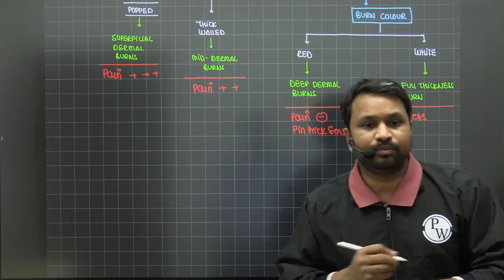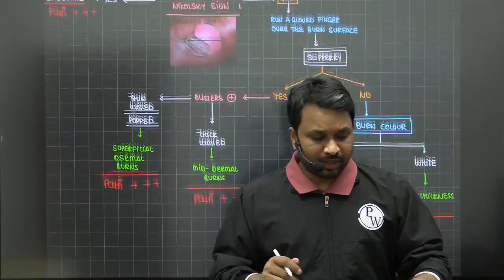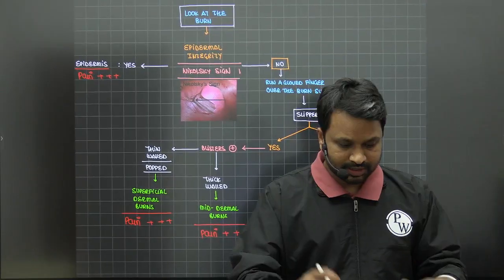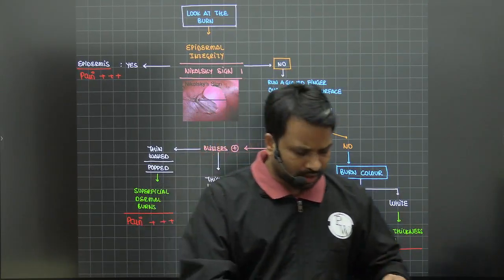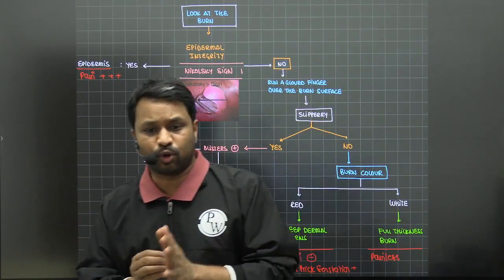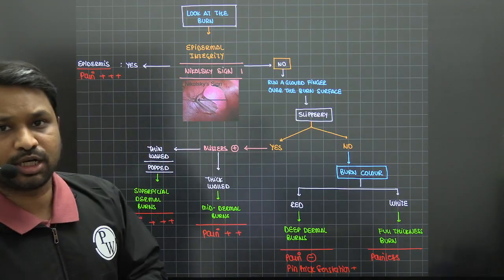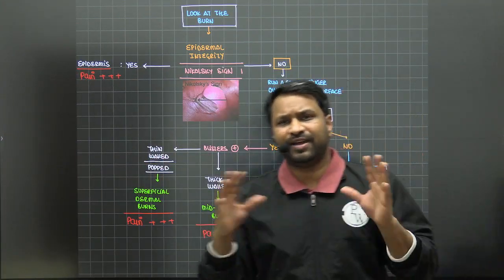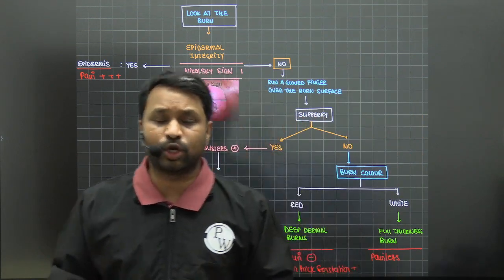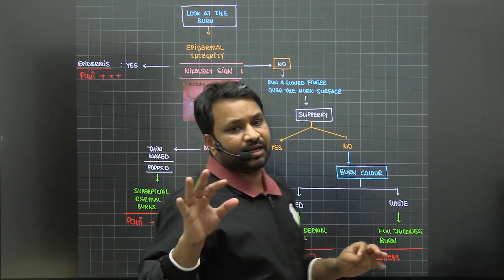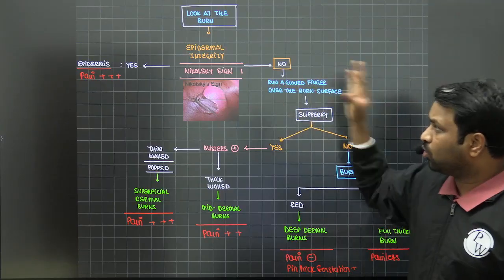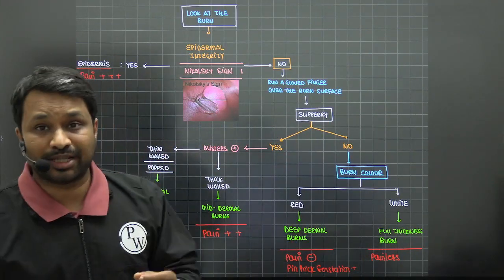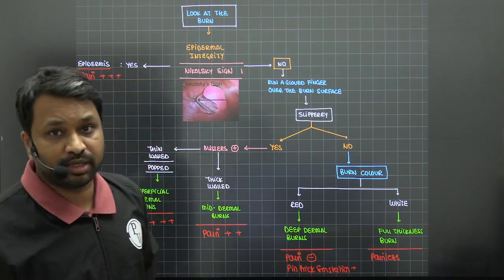Now, if you look at the entire algorithm of the discussion that we have, we'll have a quick recap. Yesterday in our lecture, we discussed how you know the depth of the burn. We had various criteria to look into it. I have simplified that in an algorithmic manner, showing how you approach a patient with a burn in order to differentiate what depth of burn is involved.